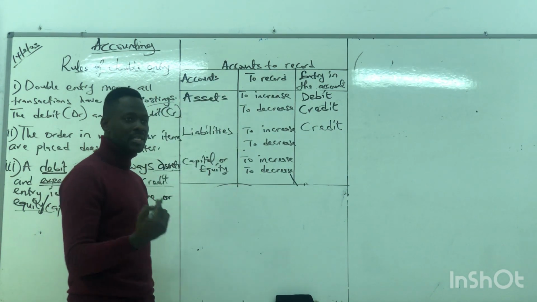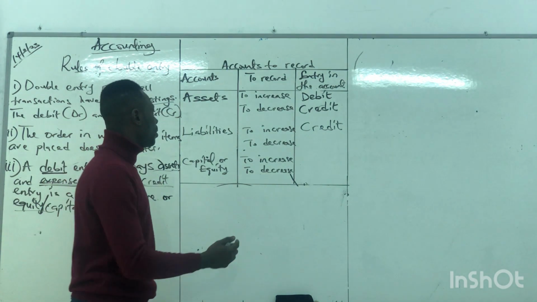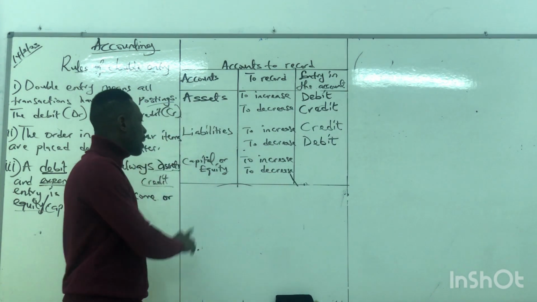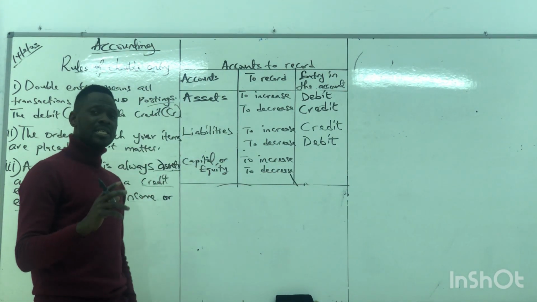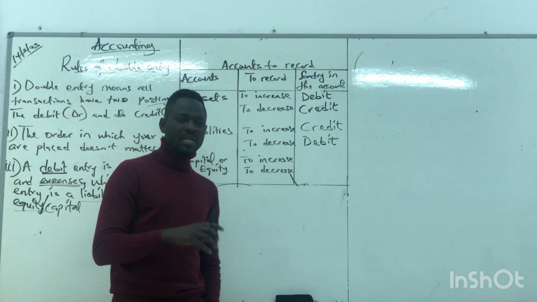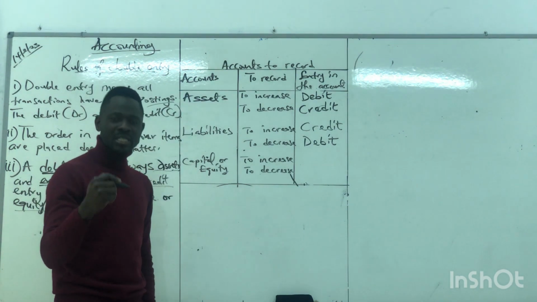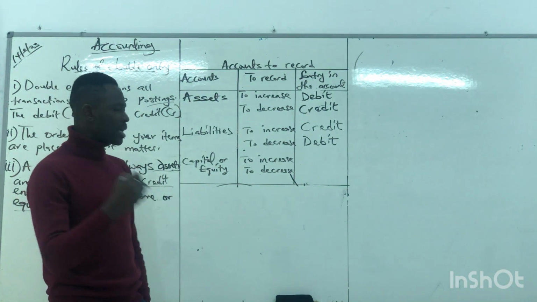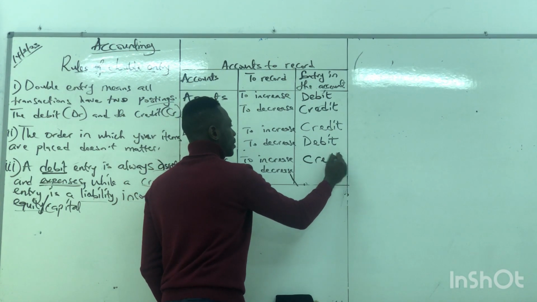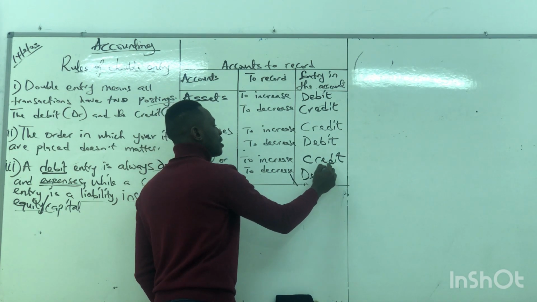To reduce our liability, that means we are reducing our trade payables, or we are paying our loans. It has to be what? A debit entry. Then the last one is capital or equity. Note, capital is the amount of money the owner of the business has put into the business. That is capital. Or the money that belongs to the owner of the business. That's capital. So to increase your capital, it has to be a credit entry. Then to reduce your capital, it has to be a debit entry.